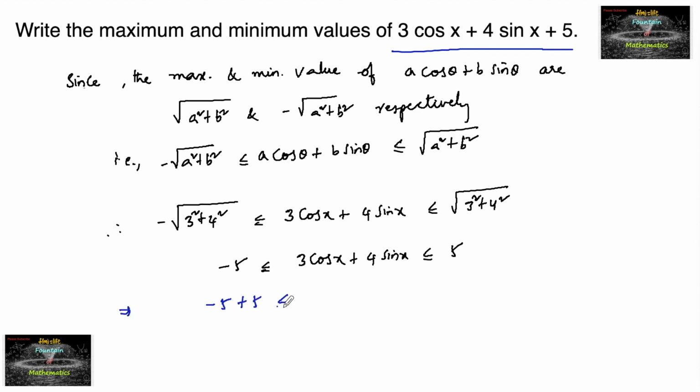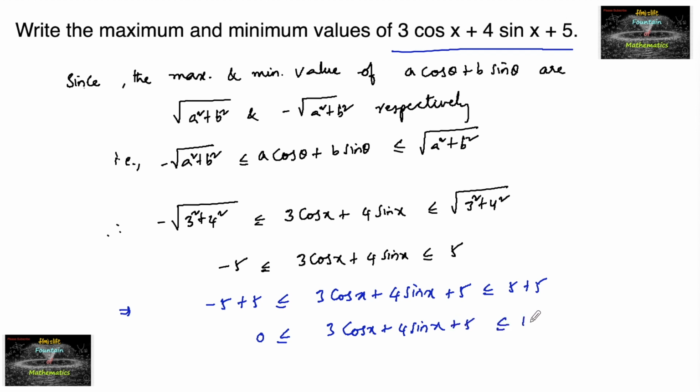So minus 5 plus 5 is less than or equal to 3 cos x plus 4 sin x plus 5, which is less than or equal to 5 plus 5. So we'll get 0 less than or equal to 3 cos x plus 4 sin x plus 5, less than or equal to 10. And hence we can consider the minimum value is 0 and the maximum value of the given expression is 10. So minimum value is 0 and maximum value is 10 for the given problem. Okay, thank you.